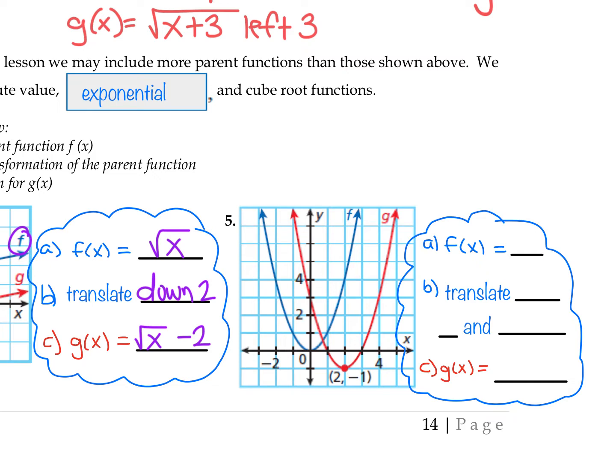So these are the graphs that we've been working with, parabolas. We know them as f of x equals x squared as the parent function. So f is the blue one. Then to get from the blue f of x to the red g of x, I'm going to look at my vertex here. It looks like I went down 1 and to the right 2.